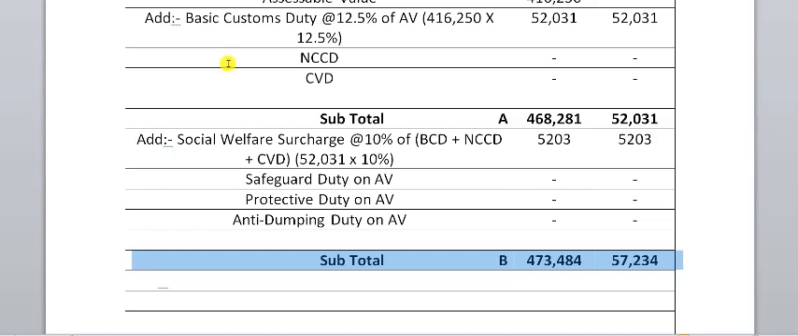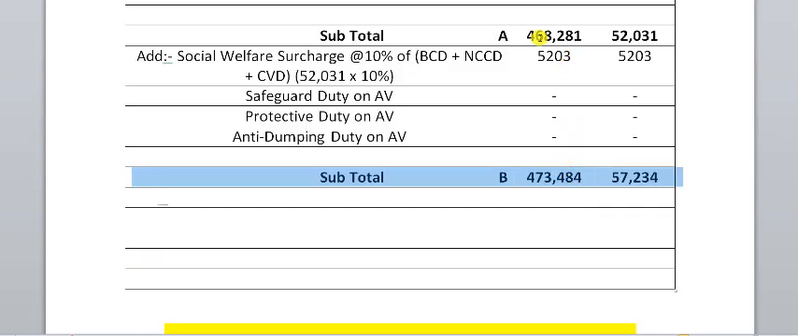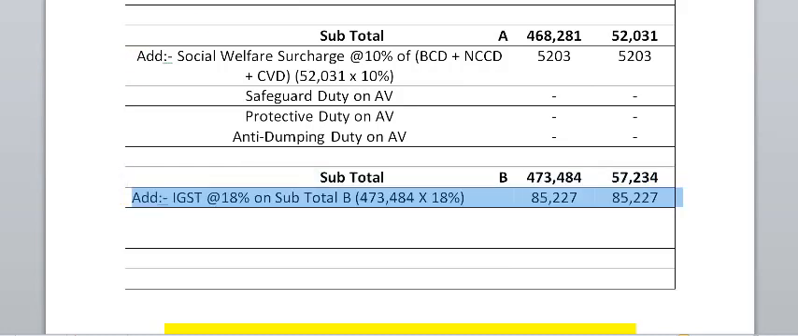So directly let's move on to subtotal B: 4,68,281 plus 5,203, 4,73,484, and 52,031 plus 5,203, 57,234. For this, add IGST at 18%, 4,73,484, always on subtotal B. Please remember that. 4,73,484 into 18%, 85,227 in both the columns.